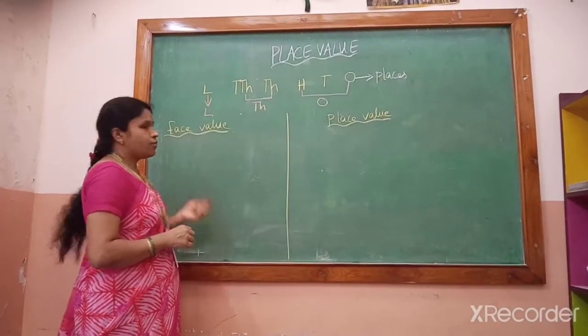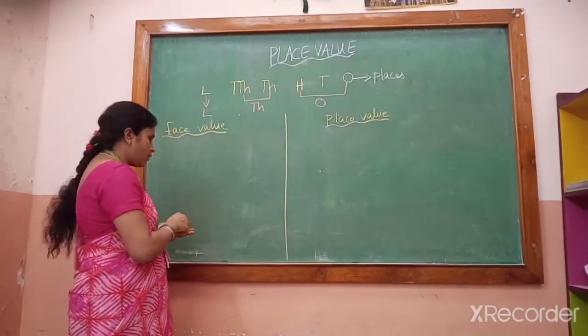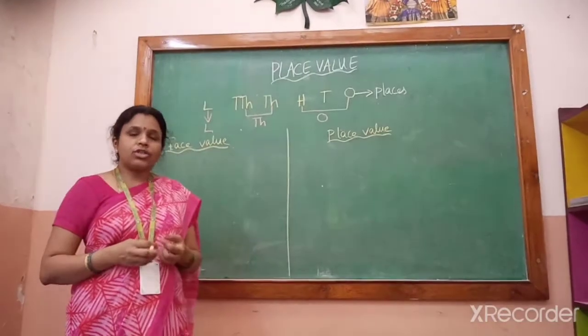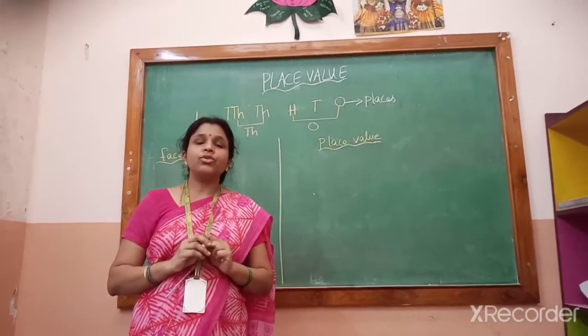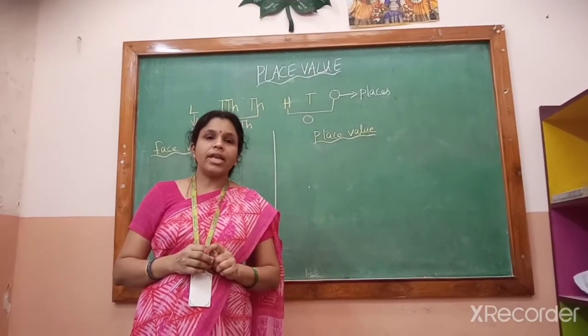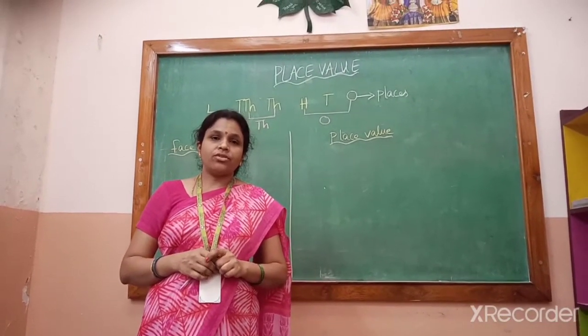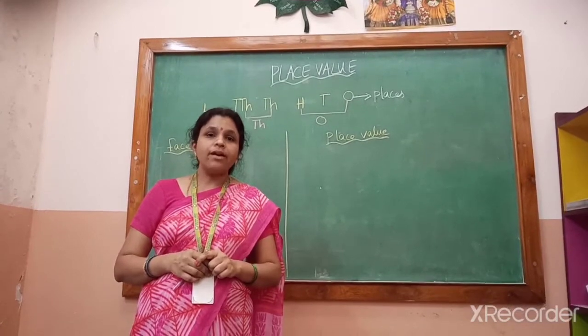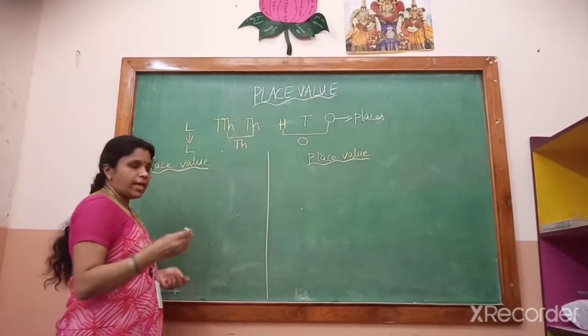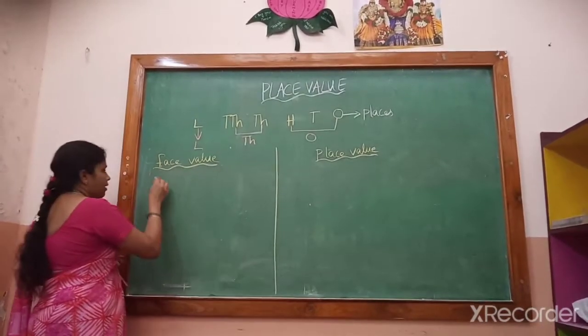Face value means it is the actual value. That means there is no change of the number or the digit. So there is no change of the digit, and that is called the face value. Let us take one example.